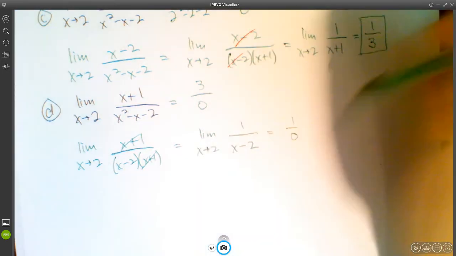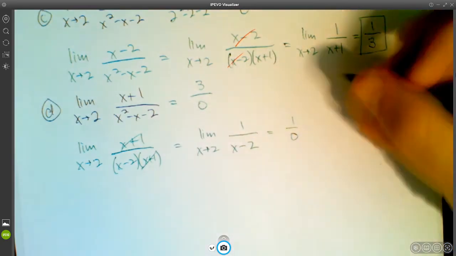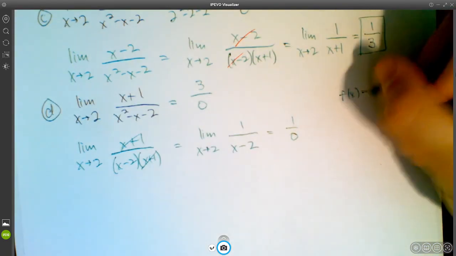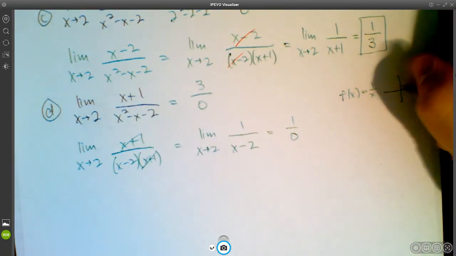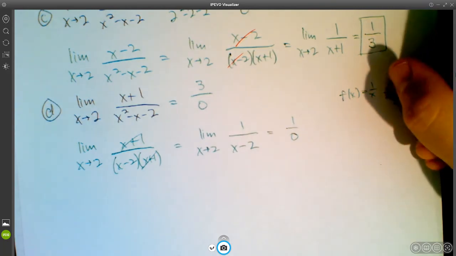So again, this is a case where you'd make a table of values. Remember, f of x equals 1 over x. This thing looks like this. Nope, it looks like this actually.